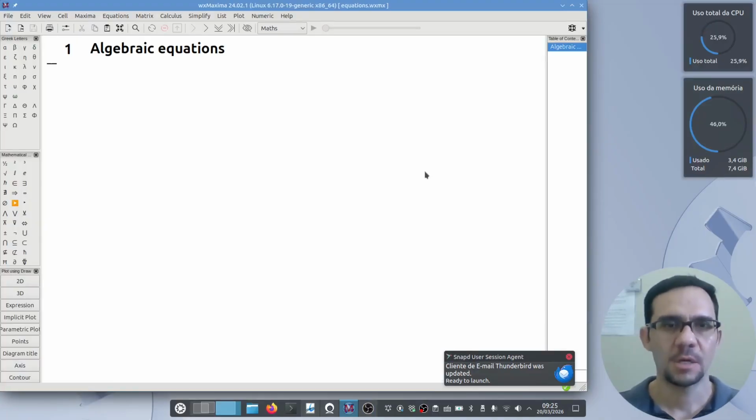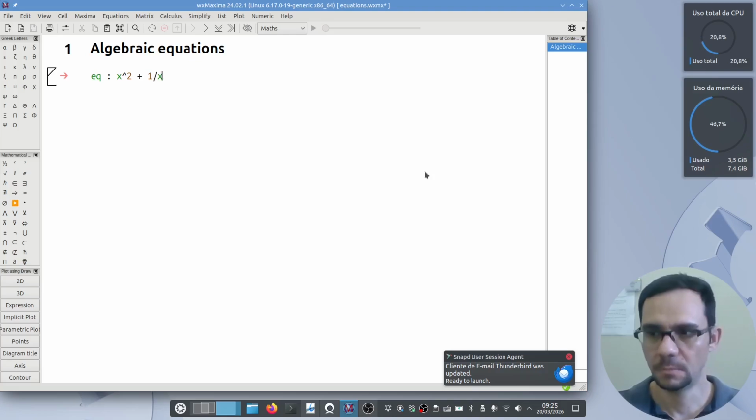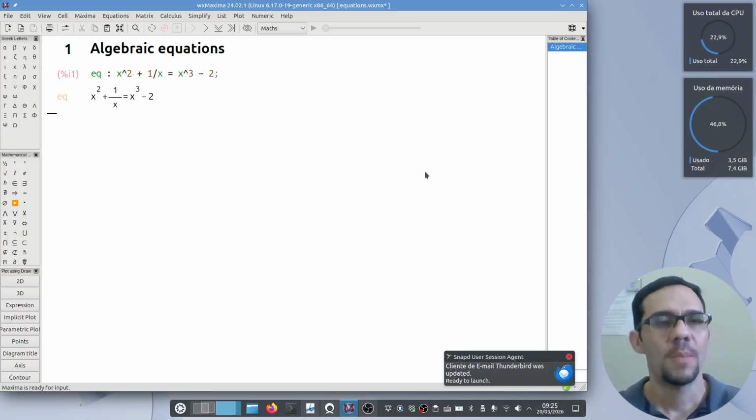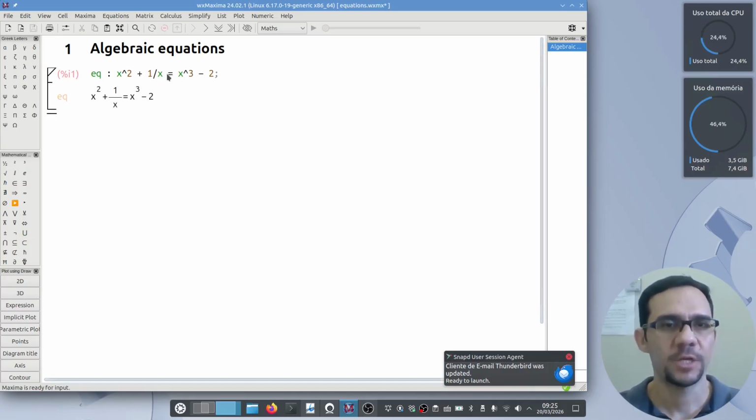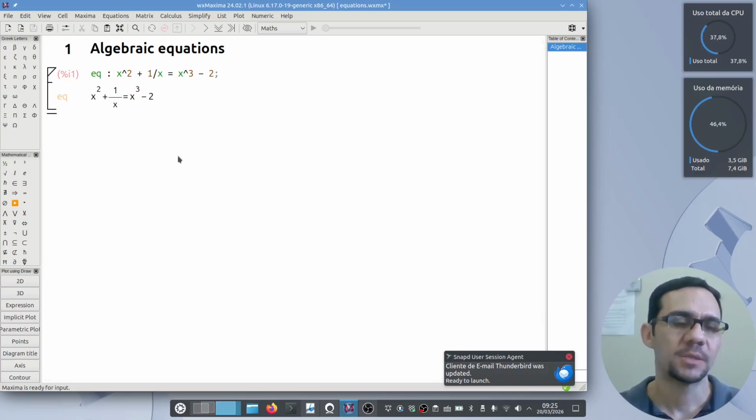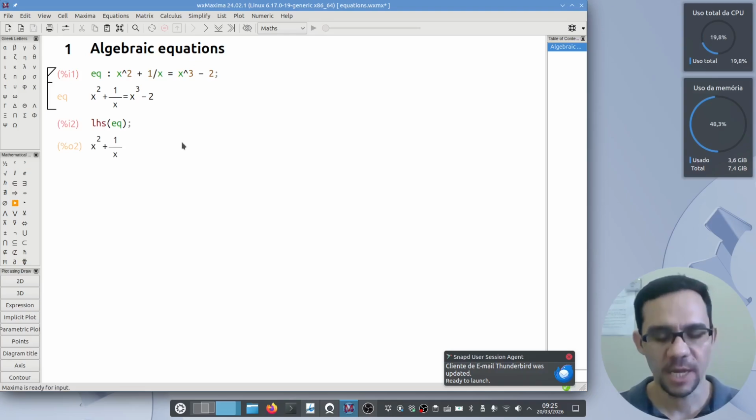So let's start defining an equation. We can define an equation like this. So Maxima knows that this is an equation because of the equal sign here. And for example, we can separate the left hand side and the right hand side of the equation. The left hand side we can get with this command, LHS, the right hand side with RHS.